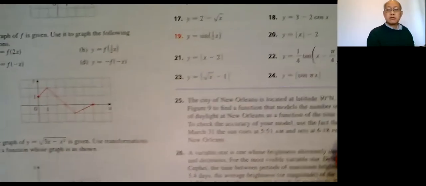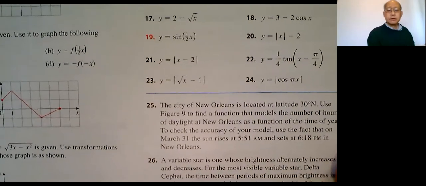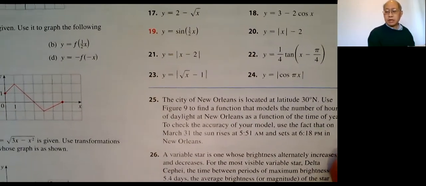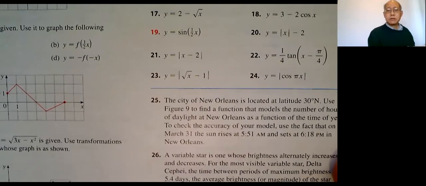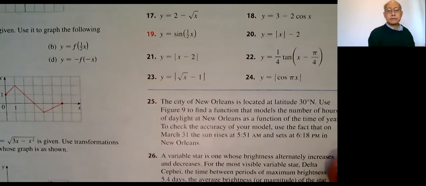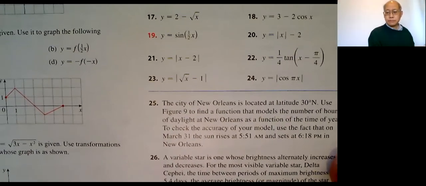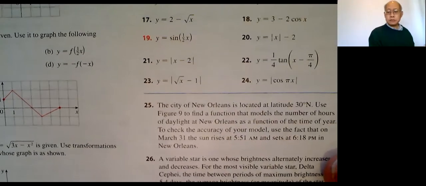And now, look at 21, absolute x minus 2. So take that V shape, and then what happens? Move it 2 units to the right. 2 to the right. So that's all.